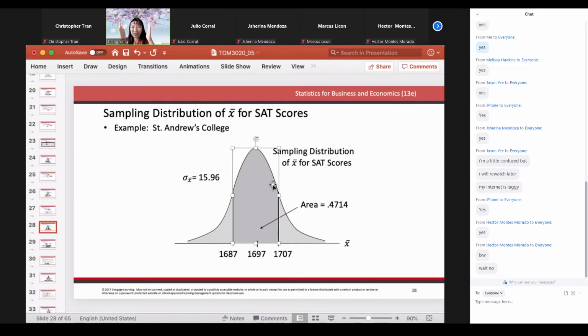How to get to the probability of the middle area? I mean, that's just the area of this darker gray, right? We learned it last week. Go back to last week's lecture, go back to last week's homework. You did it.